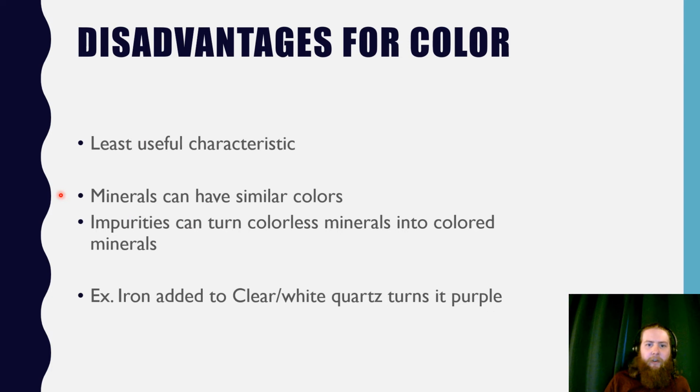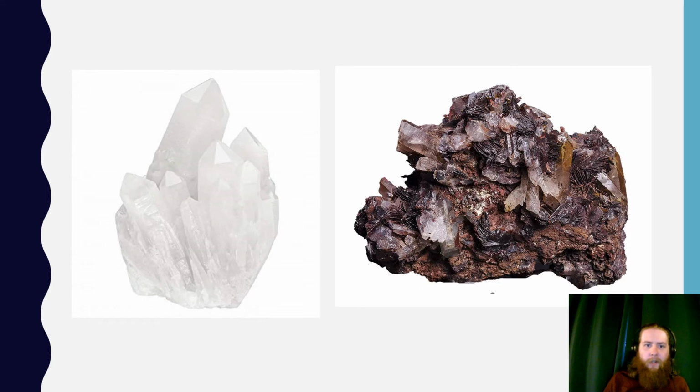Impurities can turn colorless minerals into colored minerals. For example, if you add iron to clear or white quartz, it turns purple, changes the whole color of the mineral, even though it's still quartz. So on the left-hand side here is some nice pure white quartz, and on the right is this kind of purple quartz that has a whole bunch of iron mixed into it.